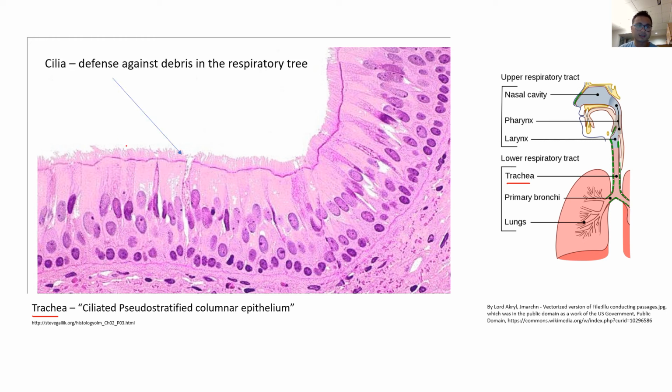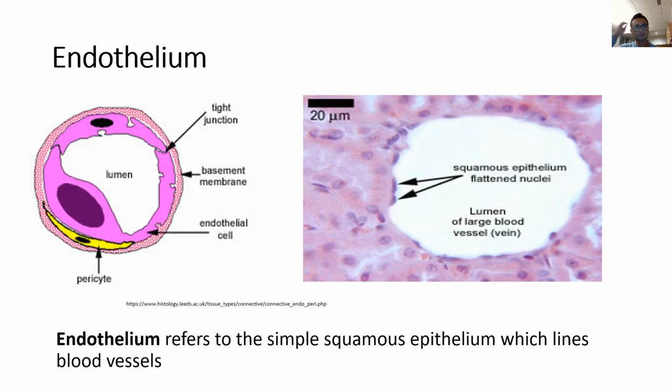Another thing is, this is a good time to introduce a structure called cilia. These hair-like projections function to provide defense against debris in the respiratory tree. So this prevents things like pollen and allergens from actually entering the respiratory airway. And so that's why it's called ciliated, because it has cilia, pseudostratified because it looks like it's stratified, but it's not, columnar because it looks like a column, and epithelium because it's epithelial tissue.